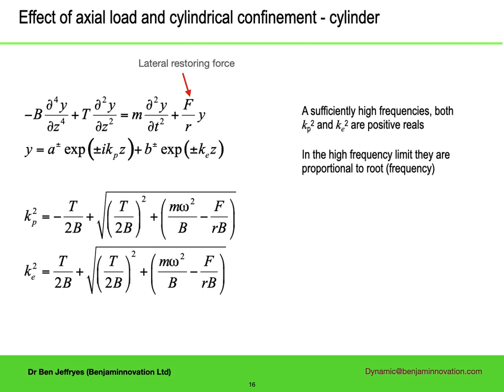Just as when there is no cylindrical confinement, the solutions split into pairs, which I have labelled with P and E, because in the high frequency limit they tend to the unloaded, propagating and evanescent solutions. The very low frequency behaviour depends on the sign of T squared minus 4FB over R, which you may remember from the static buckling discussion.